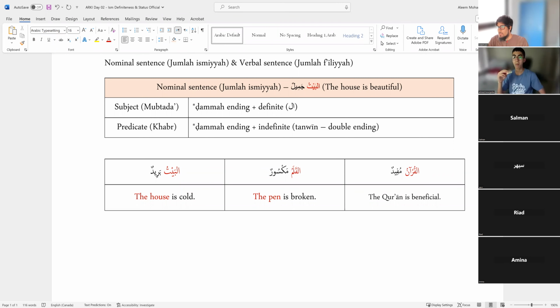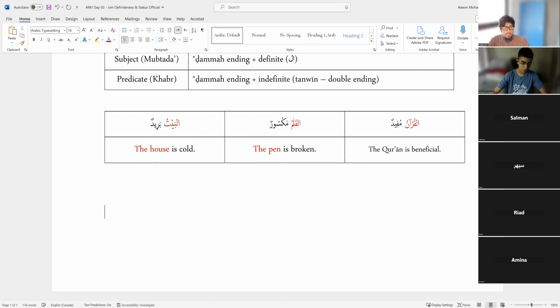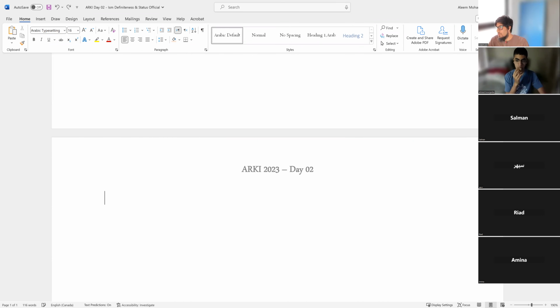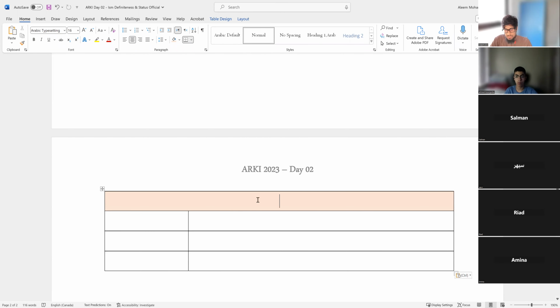Okay, so that's the nominal sentence. Let's go on to the verbal sentence. Okay, so the verbal sentence, which is known as jumla fi'liya, and the standard example that we're going to keep coming back to in the course is خَلَقَ اللَّهُ آدَمَ, right? Does anyone remember the translation for this? Okay, good stuff, guys. Allah created Adam, right?